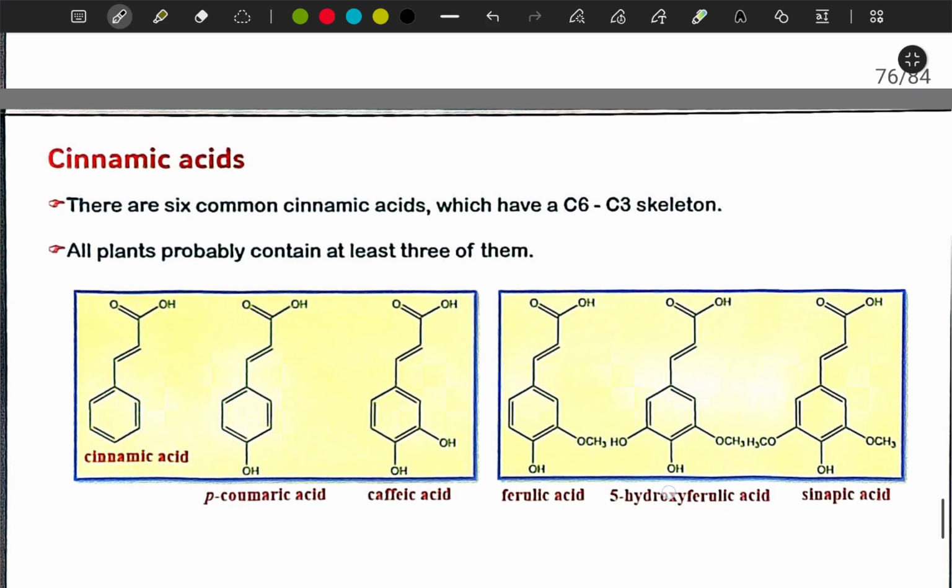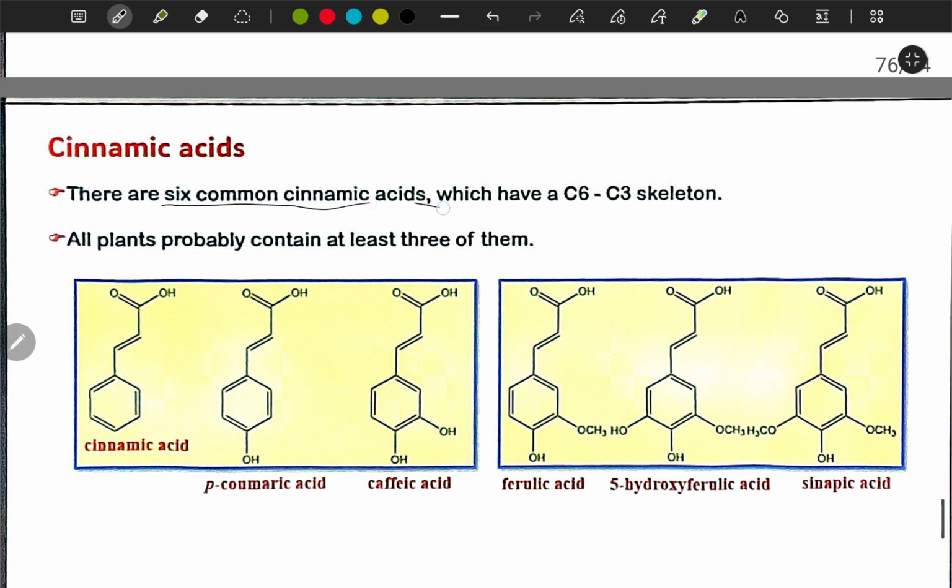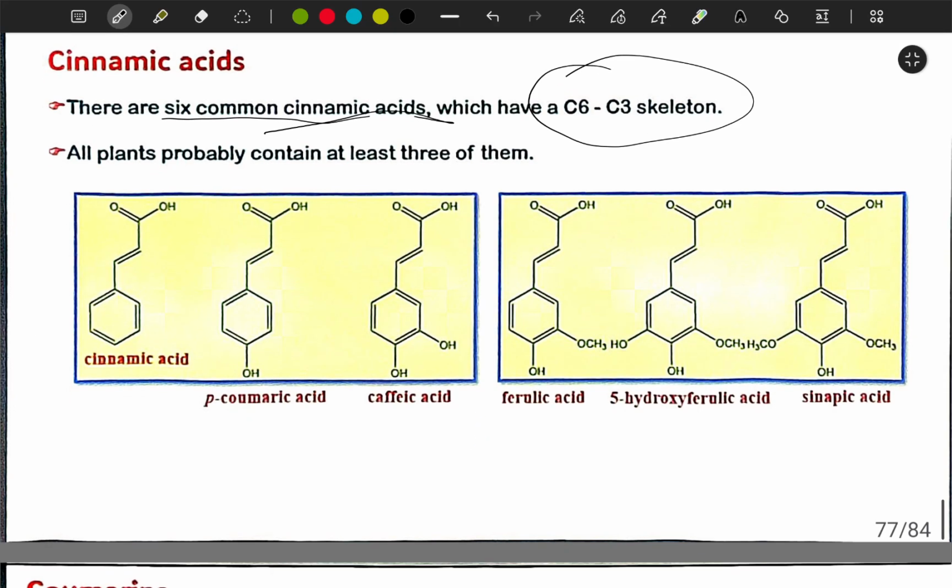Next is cinnamic acid. There are 6 common cinnamic acids. They have a C6C3 skeleton. All plants probably contain at least 3 of them. Cinnamic acid looks like this: the benzene, connected, double bond, connected, double bond O and OH.